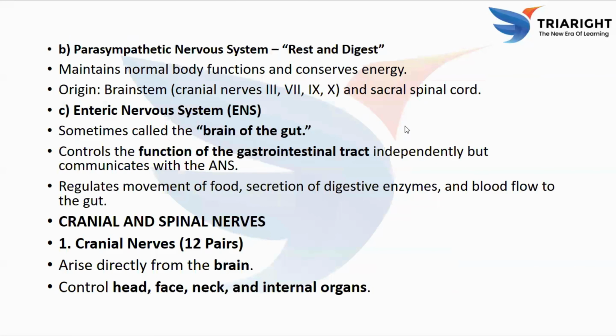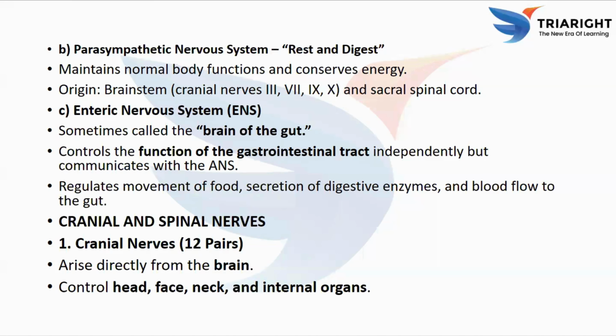So the parasympathetic nervous system is also called rest and digest. It calms the body after stress. For example, it slows the heart rate, stimulates digestion, and conserves energy. Then coming to the enteric nervous system, it is sometimes included as the third part and sometimes it is not included.